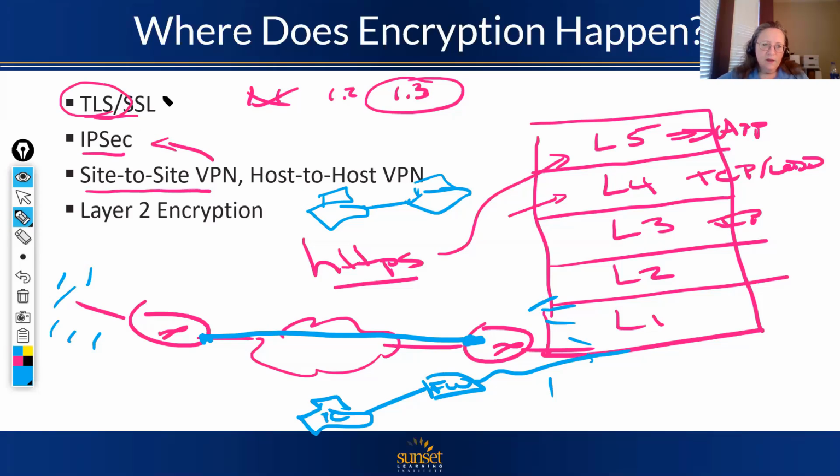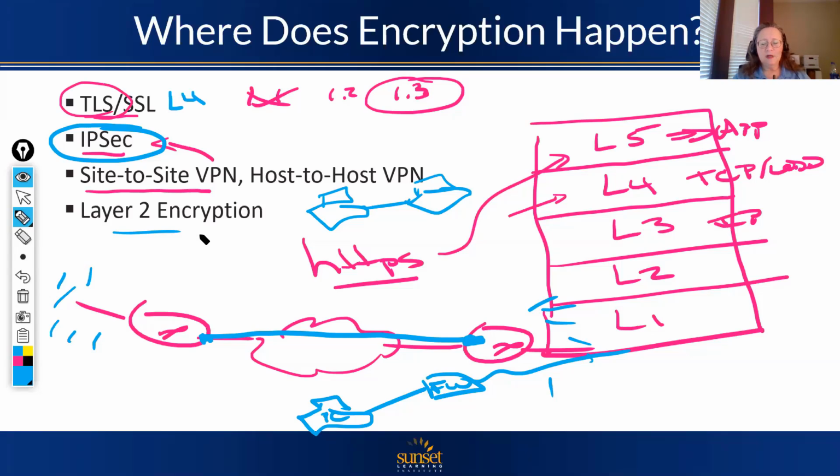So this is at layer 4. TLS and SSL give me encryption at layer 4. We're talking about the desktop application. IPsec, really, we're talking about layer 3. It's an IP secure tunnel. So device to device, because my device only has one IP, at least with IPv4. So device to device. There is also layer 2 encryption.